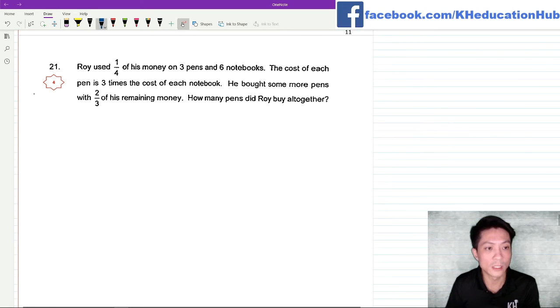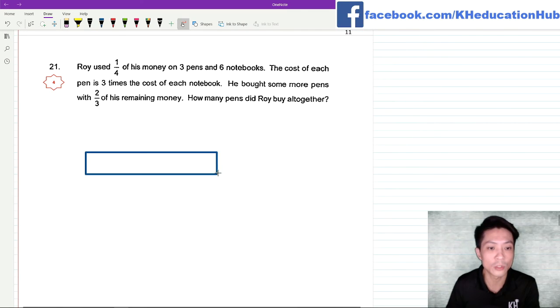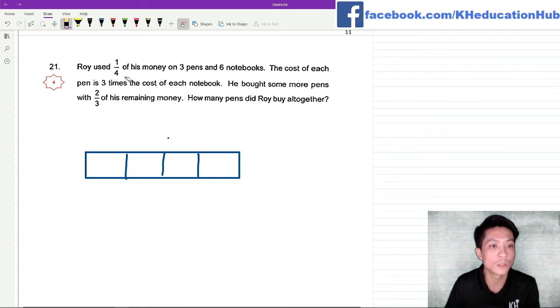Okay, so this question's difficulty level is 4, so it's going to be a bit more difficult than the others. I'm going to draw a model for this one. Let me draw it over here. I need to cut it into 4 parts.